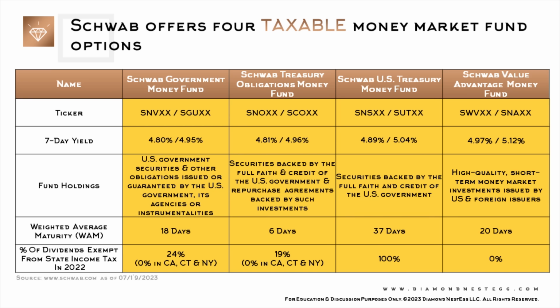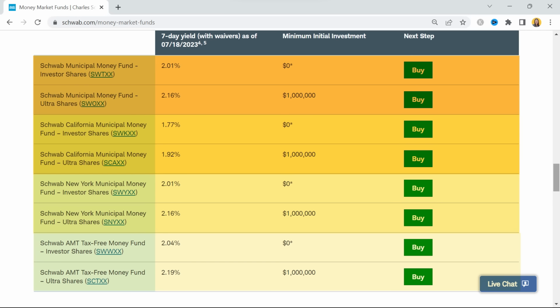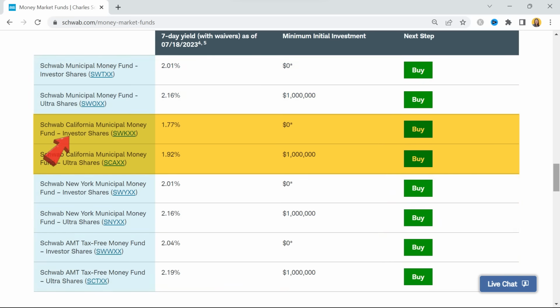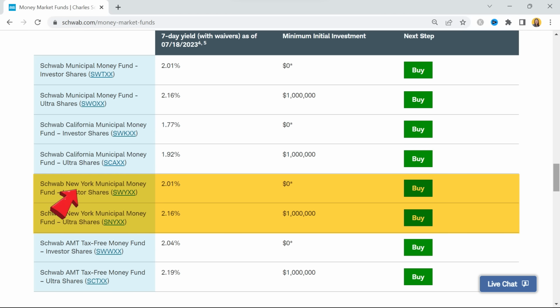In addition to these 4 taxable money market funds, Schwab also offers 4 different tax-exempt municipal money market funds, split again between investor and ultra share classes for each one. Here are the 7-day yields and minimum initial investment requirements for each fund and share class. There's even separate ones for high tax states like California and New York, as you can see here.